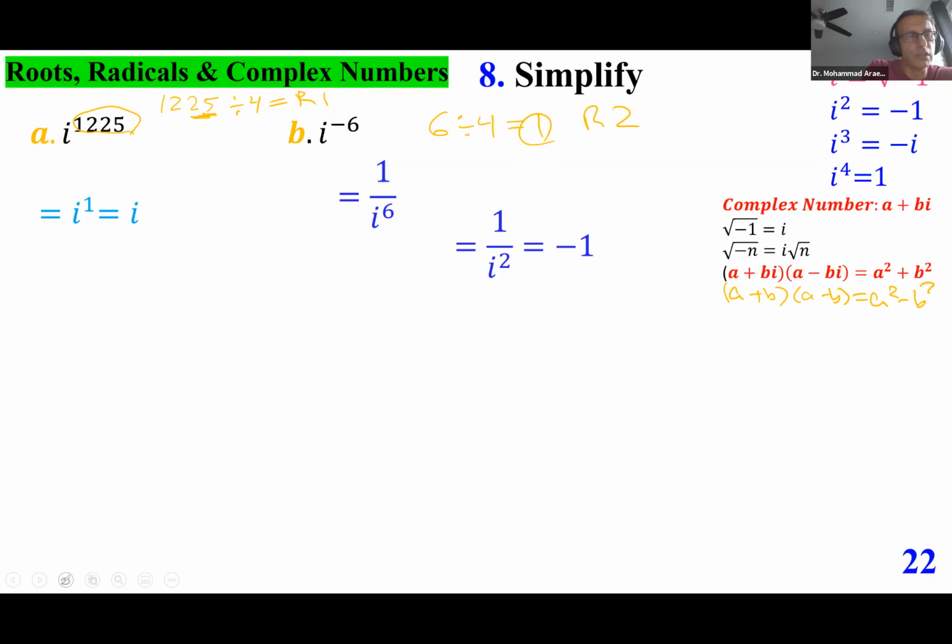I'm going to give you one more example because I want to make sure you're comfortable with that. So if I happen to have i, let's say, to the power of 43, I hope you know when I divide 43 by 4, the remainder is 3. So I get i cubed. Therefore, negative i.